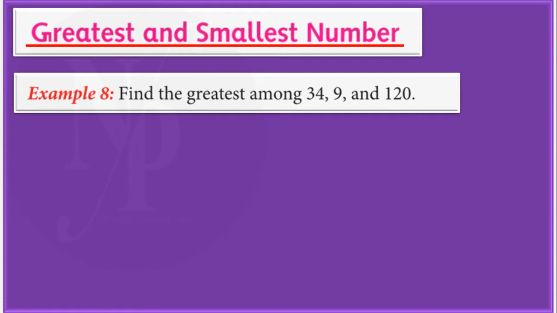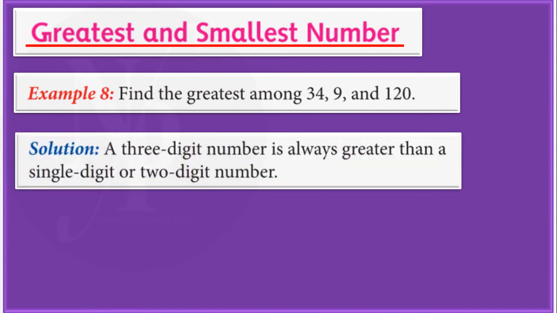Let's take an example. It is example number 8 in our textbook. Find the greatest among 34, 9 and 120. Here, three numbers are given and we should find the greatest number among these three numbers. Solution. A three-digit number is always greater than a single digit or two-digit number.